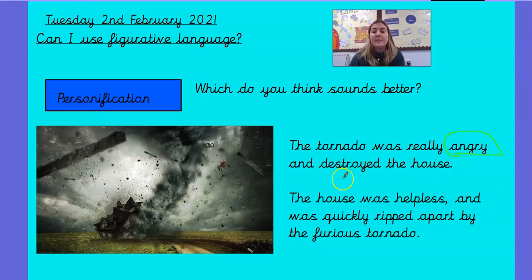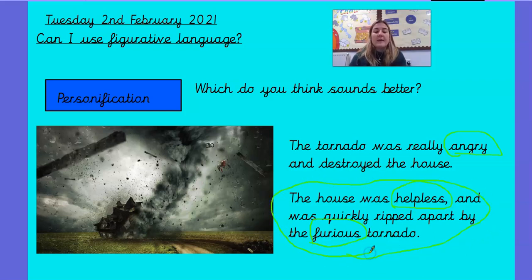look like. However, the second sentence, the house was helpless. Not only have we got that the house is helpless, a person could be helpless, but you wouldn't really use it to describe a house. So they've used personification there, and was quickly ripped apart by the furious tornado. They haven't just used the word angry, they've used the word furious. So they've used even more complex vocabulary. So I would say that this one sounds better.